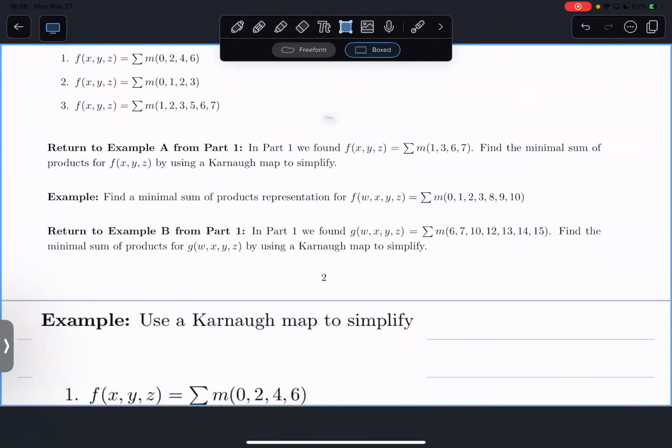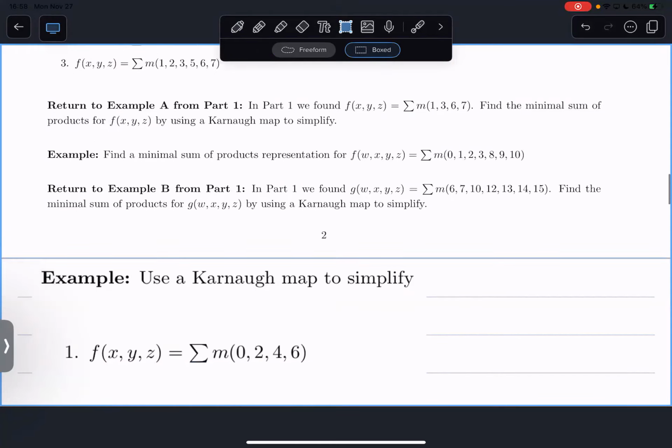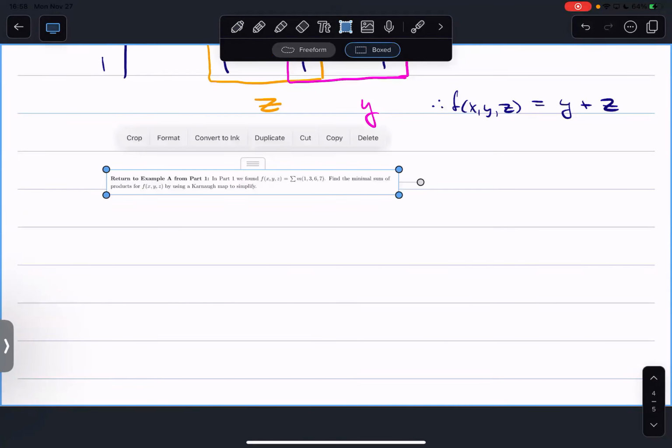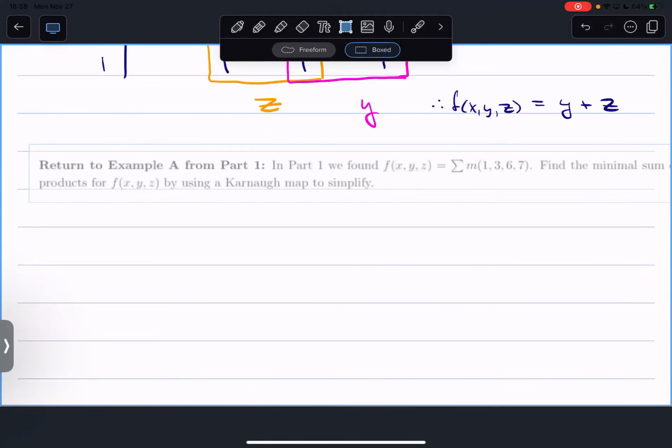So last day, I introduced something that I'm calling example A, which we have kind of worked from start to finish. And so now we're going to keep going on that example A, and we're going to reduce it or simplify it using Karnaugh maps.